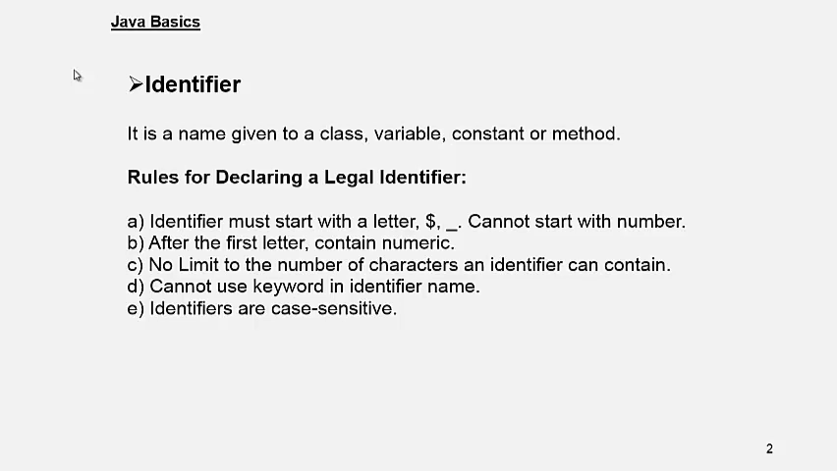An identifier must start with a letter, a dollar sign, or an underscore. It cannot start with a number. After the first character, it can contain numeric characters. There is no limit to the number of characters an identifier can contain. You cannot use a keyword as an identifier name.